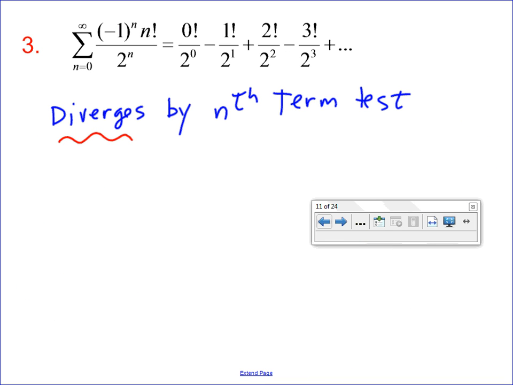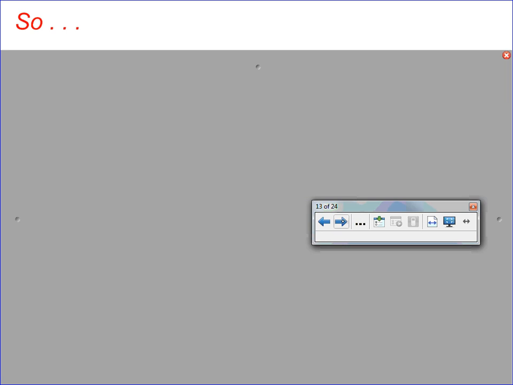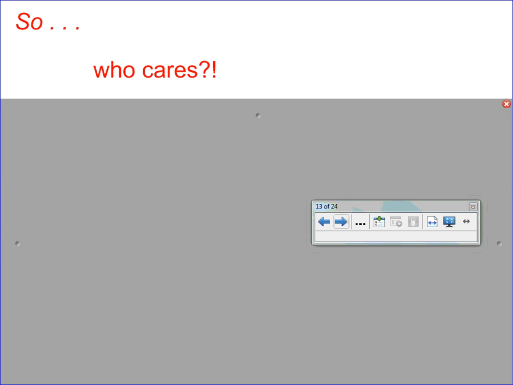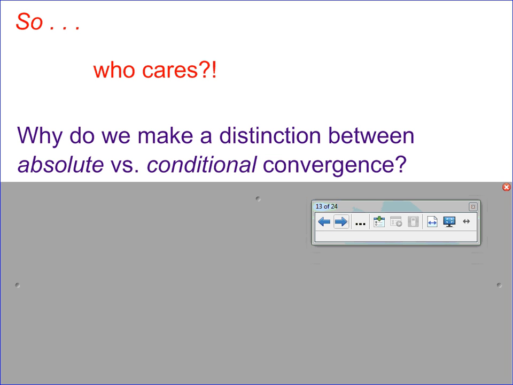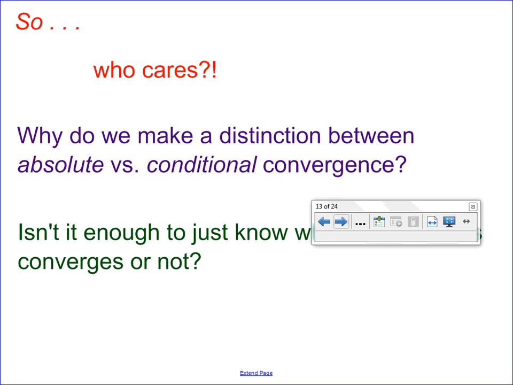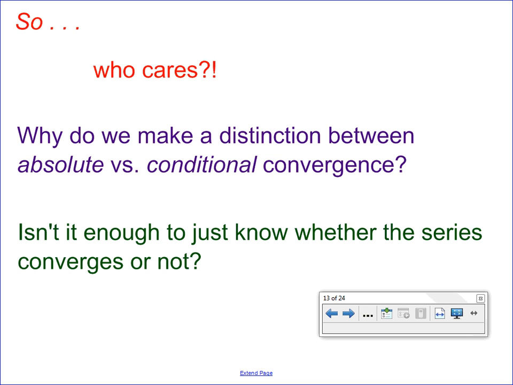Number 3. Does number 3 converge absolutely? No. Does it converge conditionally? No. It diverges, period. So remember, to be conditionally convergent, we have to have a converging series that just doesn't converge in the absolute value. Okay, so who cares? Why do we make a distinction between absolute versus conditional convergence? Isn't it enough to just know whether or not a series converges or not?